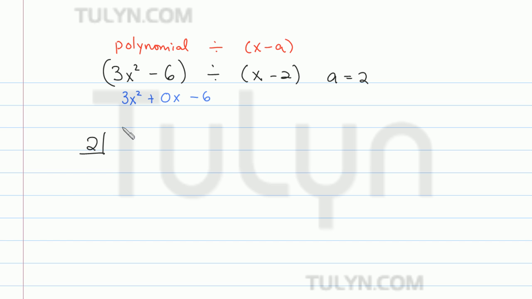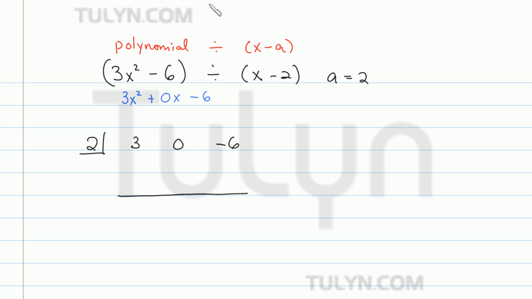But this way, when I write the coefficients for this polynomial, it's going to be 3, 0, and then negative 6. So that way we can account for it. This is similar to what you would do in long division, for example. Then we want to draw a line under it, leaving enough space to add another row of numbers. So now we're ready to start the process of synthetic division.